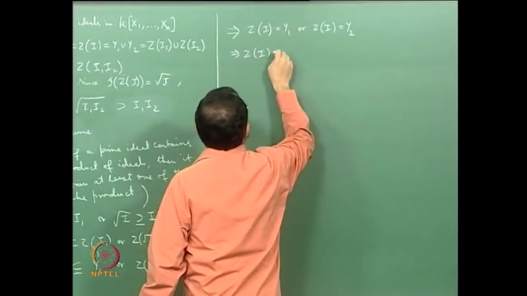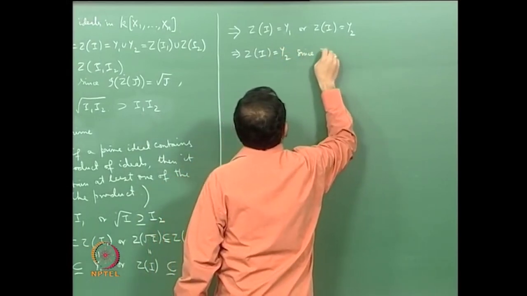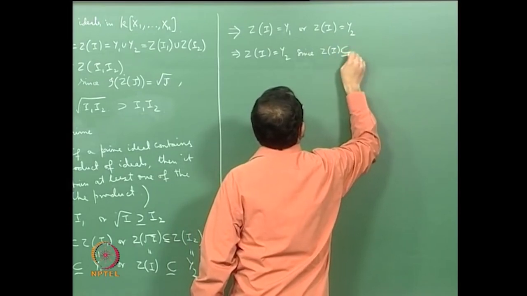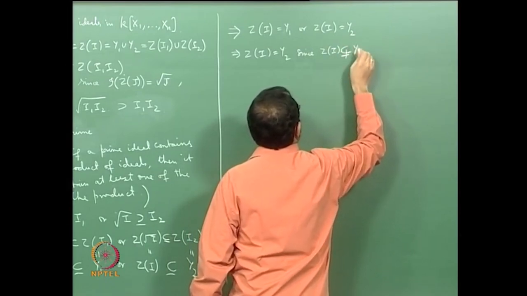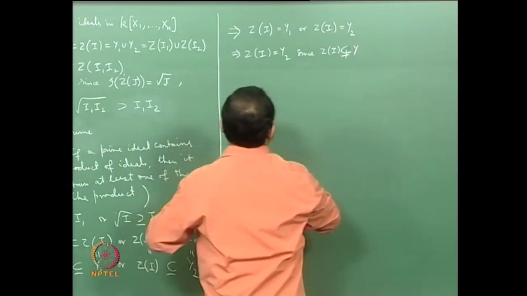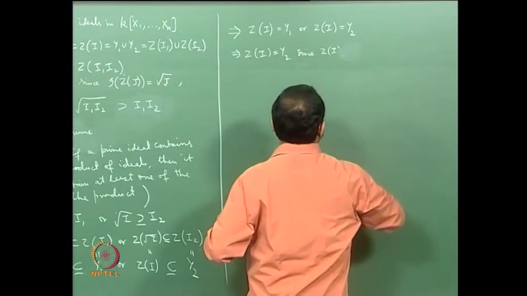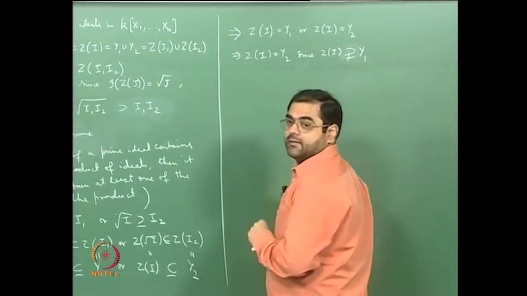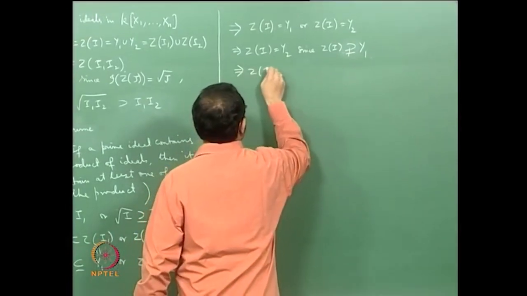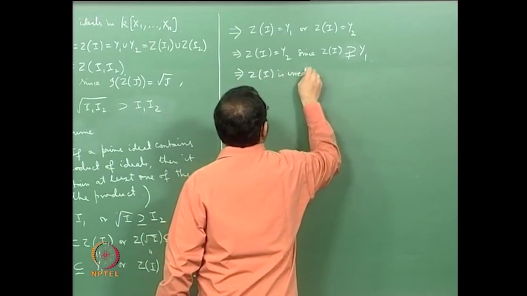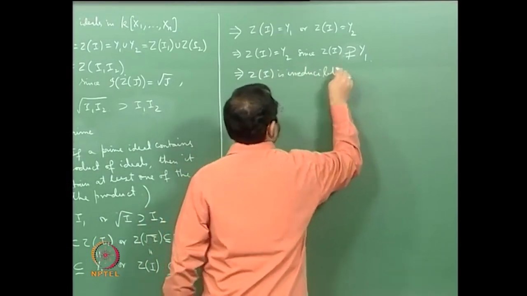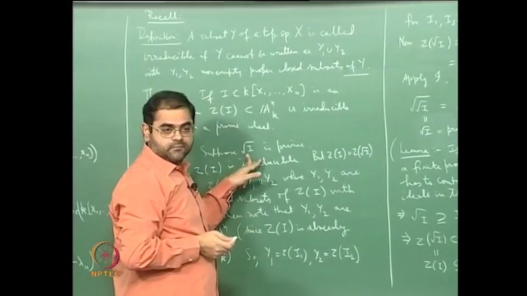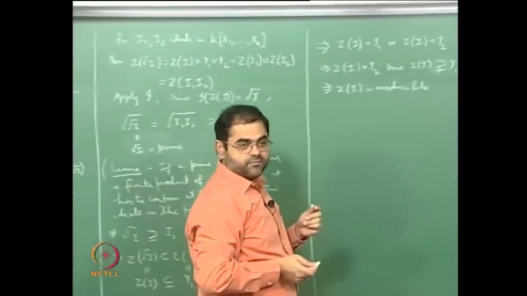which implies that Z of I is equal to Y2, since Z of I is supposed to properly contain Y1, okay, and this implies that Z of I is irreducible, okay. So we have started with rad I prime, and we are able to deduce that Z of I is irreducible.